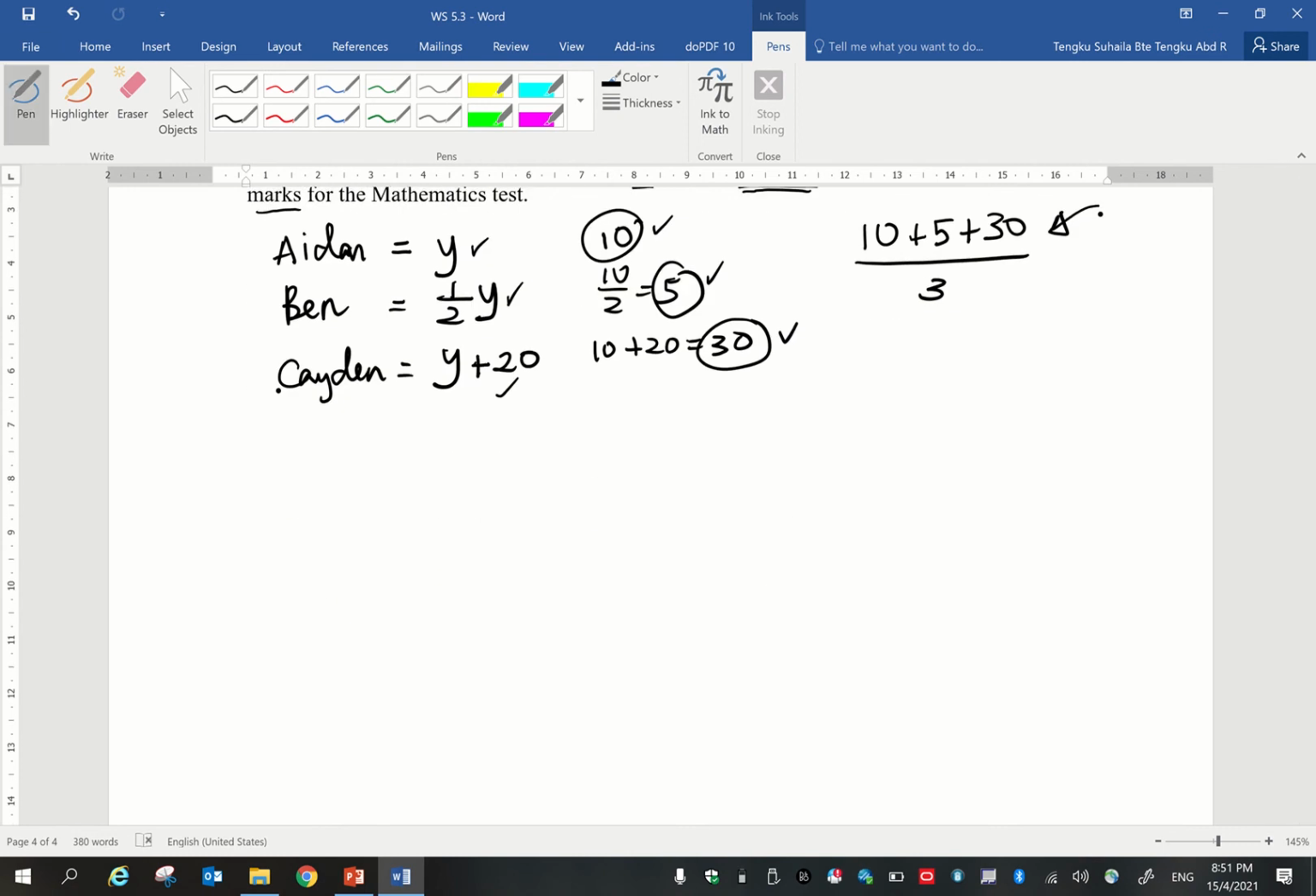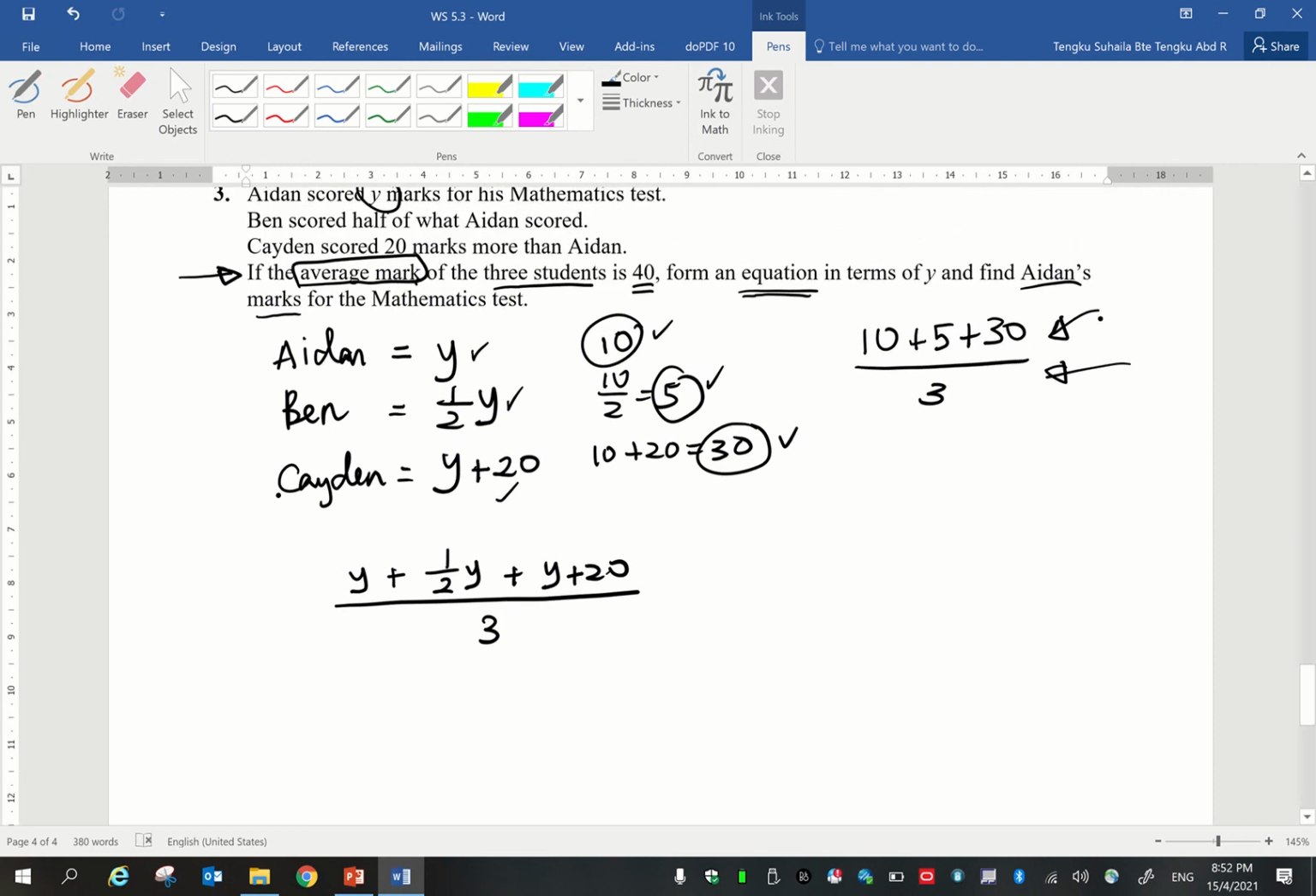Okay, so let's take the three boys' marks, y plus half y plus y plus 20, and like what we did over here, to find the average, after we sum it up, we are going to divide it by 3. Okay, and then the good news is they tell us that the average mark is actually 40, right? Which means that this is the average in terms of the working, and the average mark is actually 40, so this is actually supposed to be equal to 40. Yay! So we have actually formed an equation. Okay, now our challenge will be to make this equation simpler so that we can solve it.